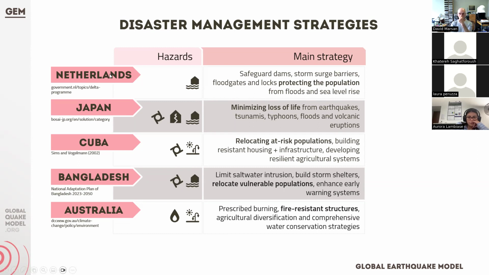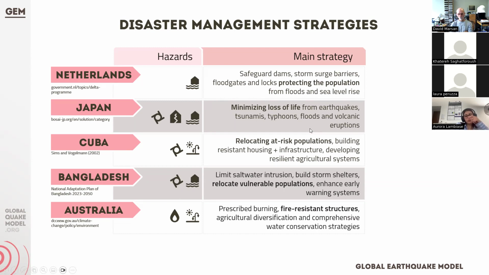In countries that have a lot of resources, like the Netherlands, it's about building new infrastructure to protect people, new dams. And in countries where resources are not so abundant, like Cuba and Bangladesh, it's about relocating vulnerable people from areas we know are prone to natural hazards and moving them to safer places, and things like this.